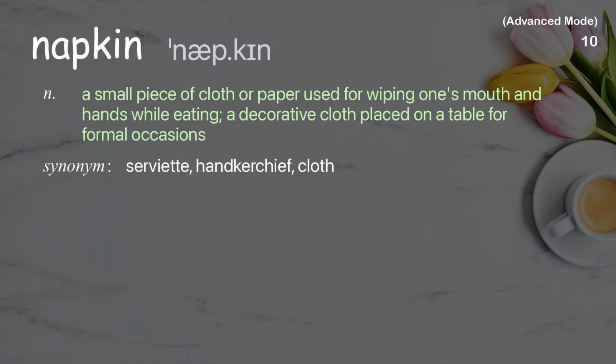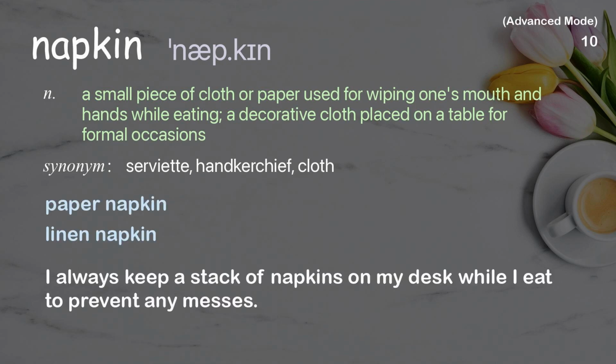Napkin. A small piece of cloth or paper used for wiping one's mouth and hands while eating. A decorative cloth placed on a table for formal occasions. Examples: Paper napkin. Linen napkin. I always keep a stack of napkins on my desk while I eat to prevent any messes.